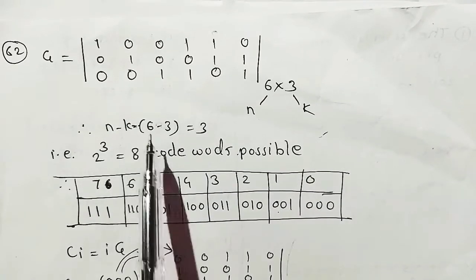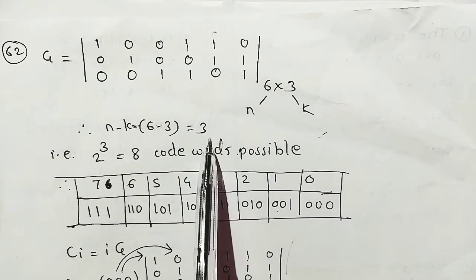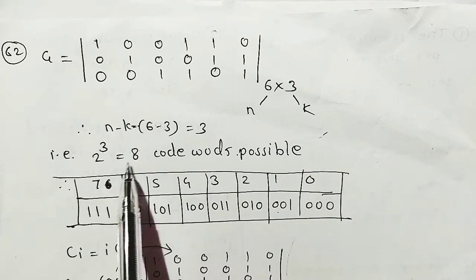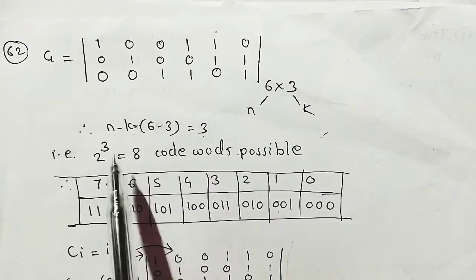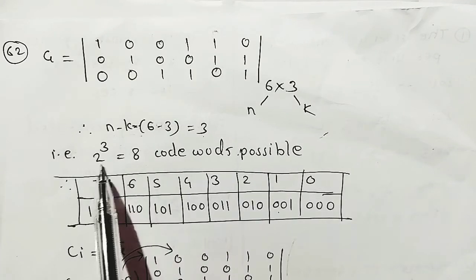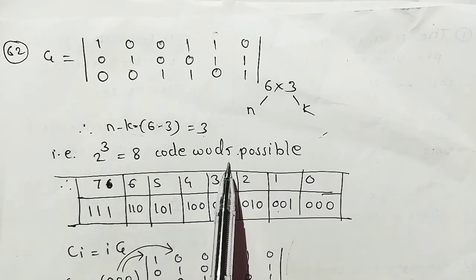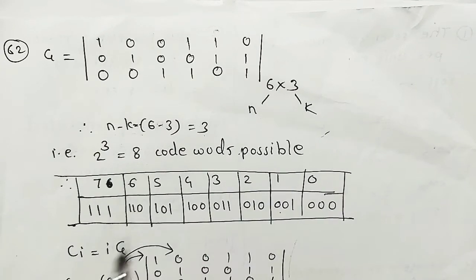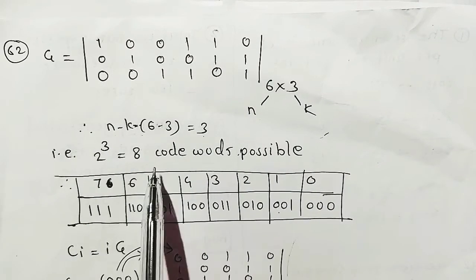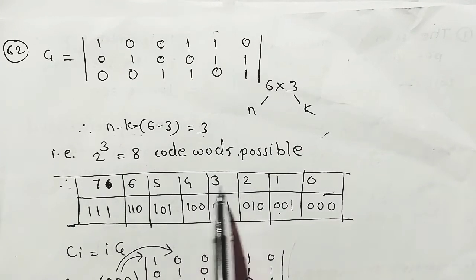Now n minus k is 6 minus 3, which is 3. So 2 raised to 3 is equal to 8. The difference n minus k is 3, and in the form of a power of 2, 8 code words are possible. Now we have to find these 8 codes and select the option. 2 raised to 3 is 8, meaning 0, 1, 2, 3 up to 7.